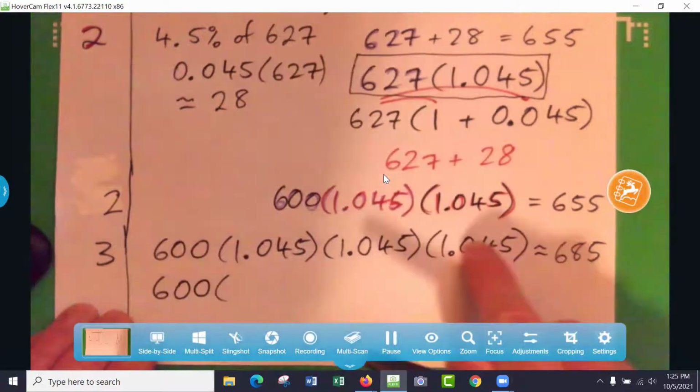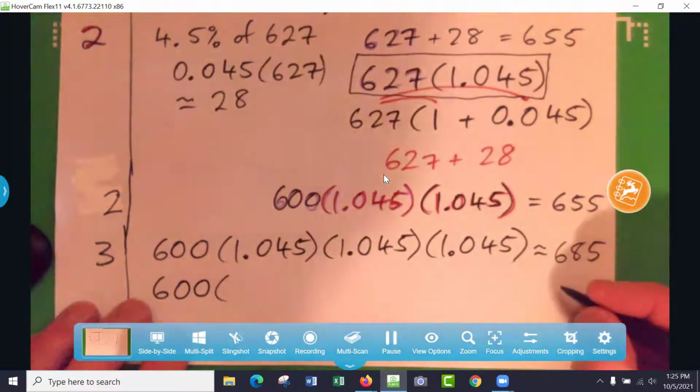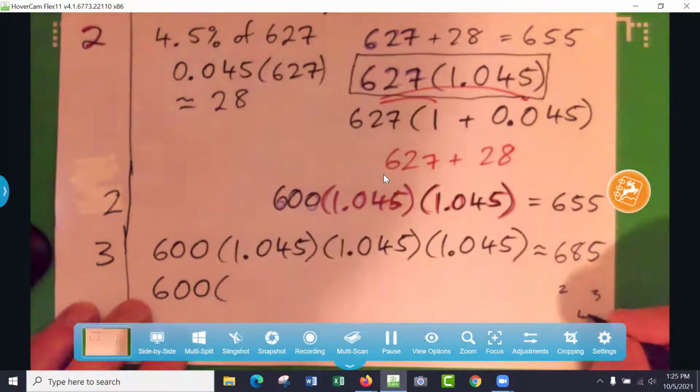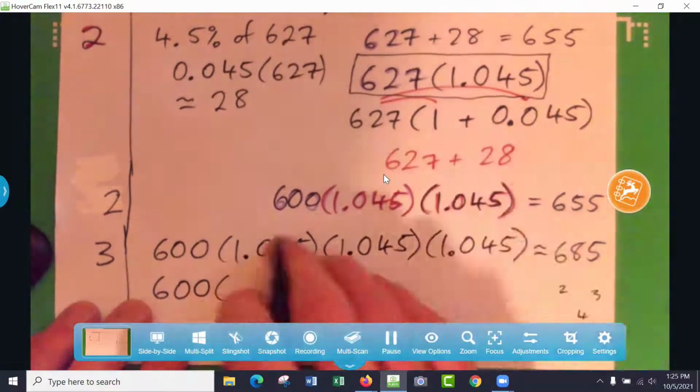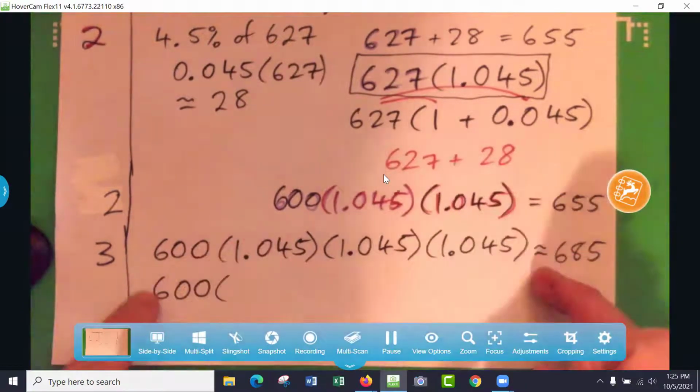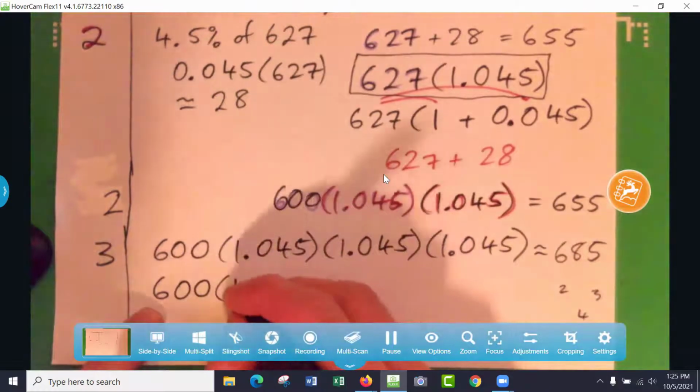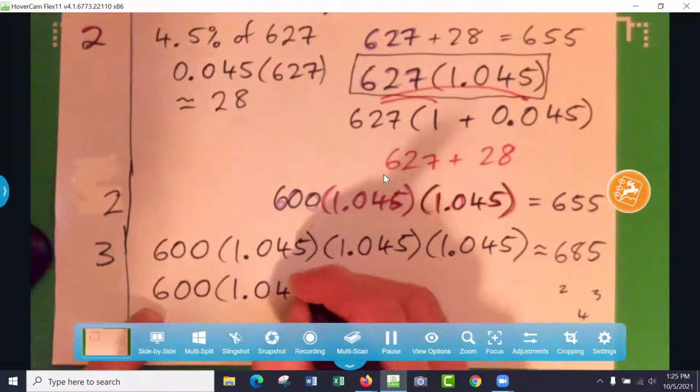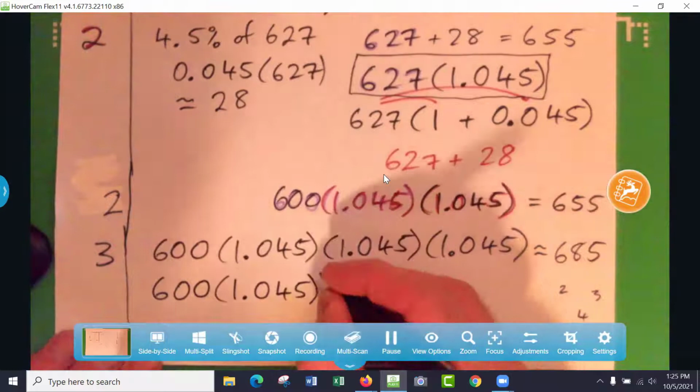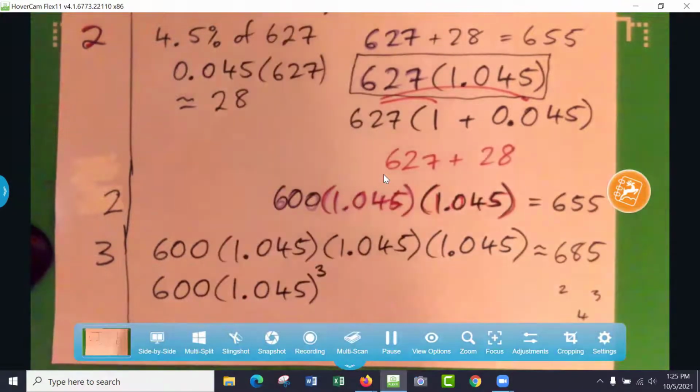How can I rewrite this with an exponent? The little number in the top right corner, like the squared or the cubed or power of 4. Pause in the video watching from home. How do you rewrite this with an exponent? 600 times 1.045 to the power of 3. Holy moly. Oh, eureka.